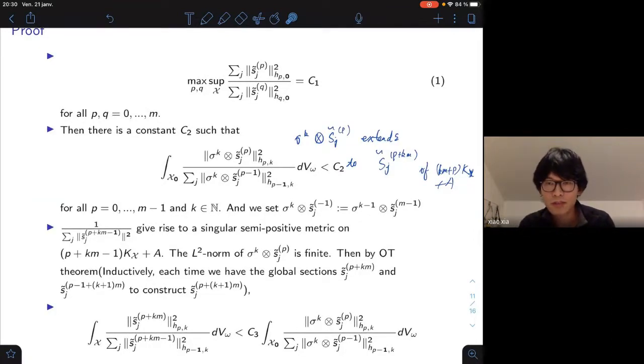Any questions? Maybe some part is not clear, I can repeat. I don't know.